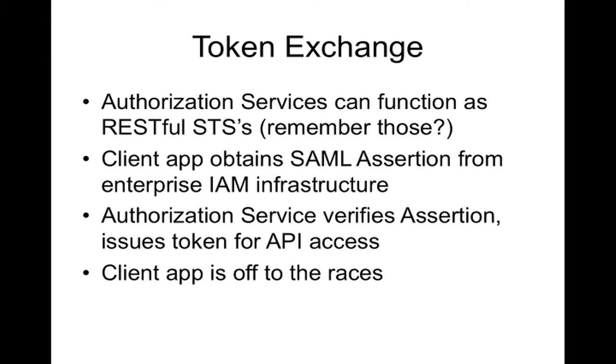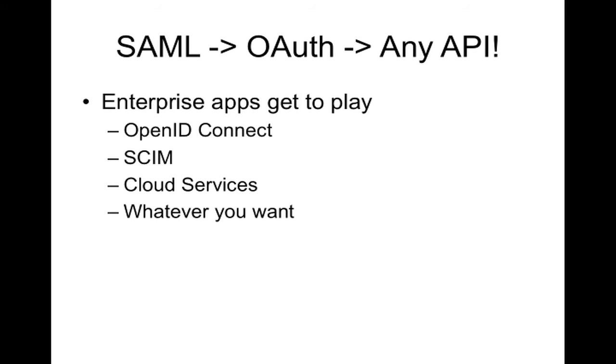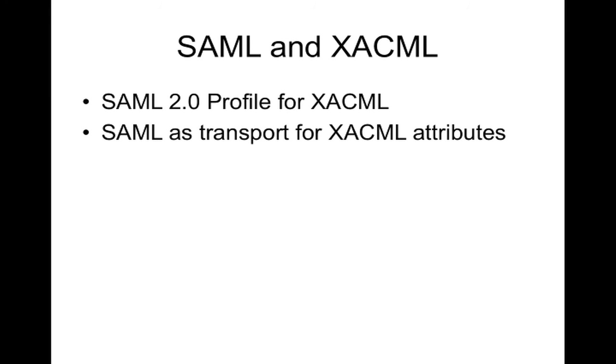So client apps can obtain a SAML assertion from the enterprise IAM infrastructure and exchange it and use it with other protocols. Anywhere that you can use an OAuth token, there's an IETF draft: the SAML 2.0 Profile for OAuth 2.0 Client Authentication and Authorization Grants, a name only its authors could love. But this allows you to get your enterprise apps into the game. They can get a SAML assertion, exchange it, and go off to play with OpenID Connect, SCIM, cloud services like the Salesforce APIs, whatever you want to use.